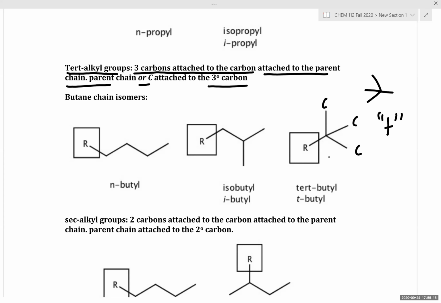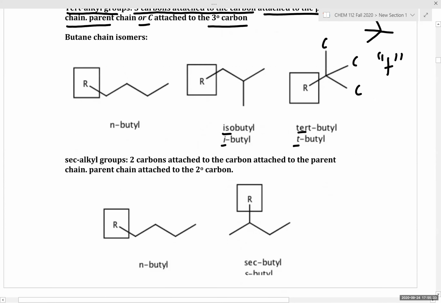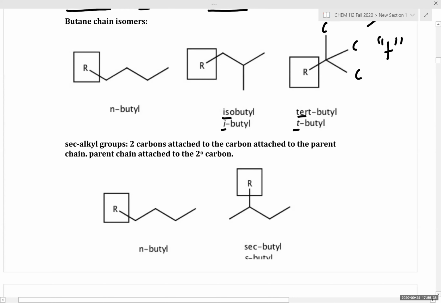You are going to have to memorize and be familiar with each of these chains, as it's important when naming these compounds. Now, we can abbreviate isobutyl and tert-butyl as I-butyl and T-butyl respectively. Now, there's one other variation called a sec-alkyl group, where we have 2 carbons attached to the carbon attached to the parent chain, or in other words, our parent chain is attached to a secondary carbon.